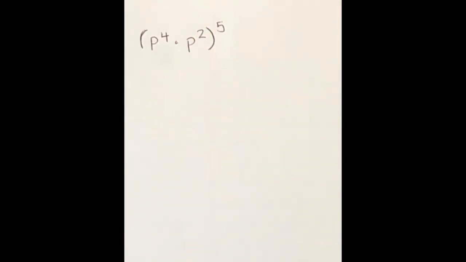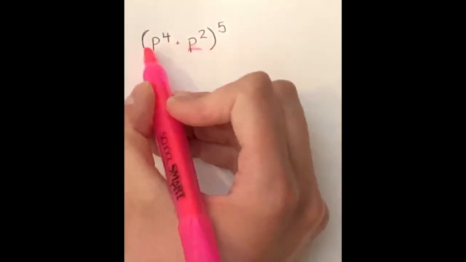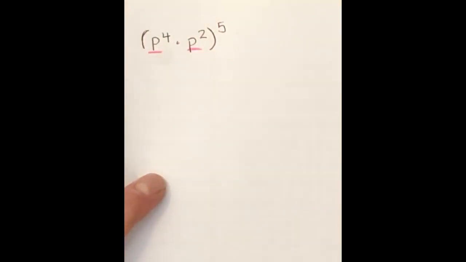So we have a couple different ways we can approach simplifying this problem, but just because I like to follow order of operations and because it's a good habit to do, we're going to work inside of those parentheses first. What's nice about this problem is that the bases are the same. Both of the bases are p. So I can use the product of powers property that says when we multiply things that have the same base, we can add the exponents.